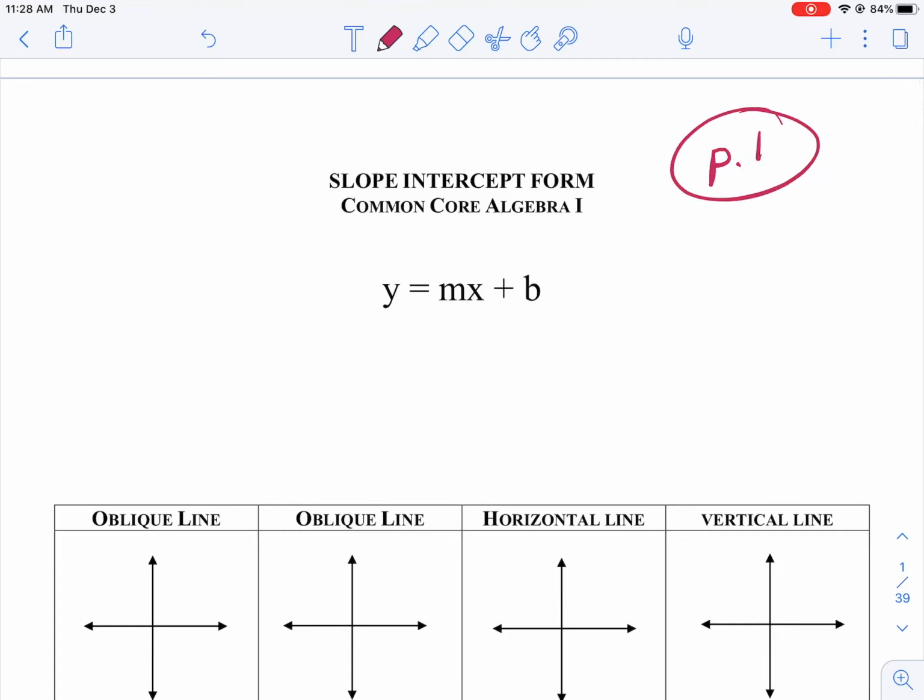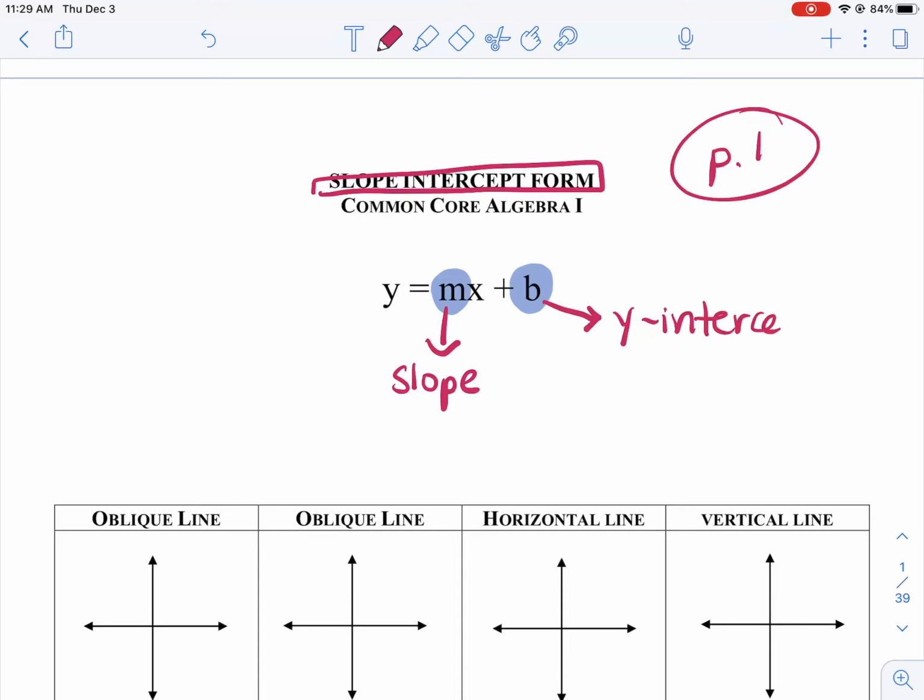Y equals mx plus b. This is called the slope-intercept form, and we call it that because we have m and b. M, if you could write this down in your notes, is another letter we use to represent the slope. B is our y-intercept. Okay? Some other words that we sometimes see for slope is rise over run, and maybe you heard that last year, so you might want to just jot that down.